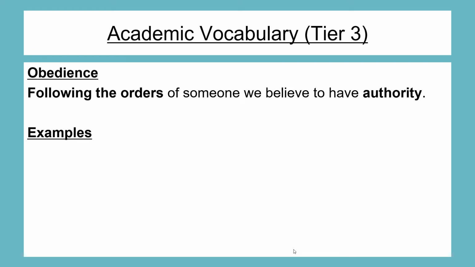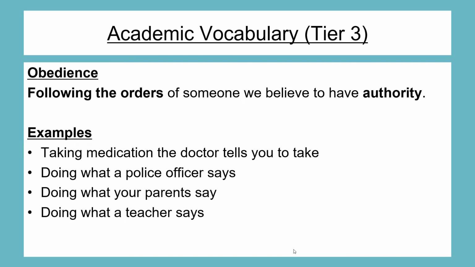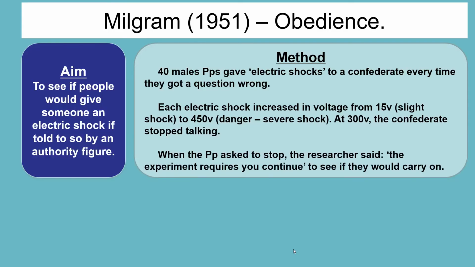Some examples of obedience might be taking medication because the doctor tells you to take it. Could be doing what a police officer says, what your parents say, or what a teacher says. All of these people are perceived to have some form of authority, and we often follow the orders that they give. The really famous study into obedience was done by Stanley Milgram, and it's the famous electric shock study.